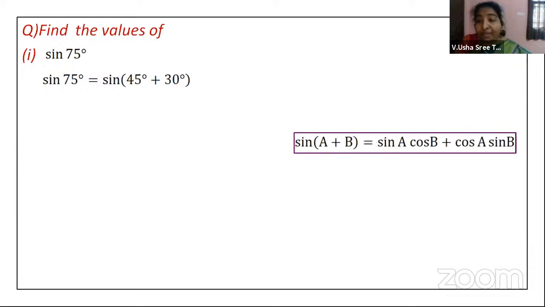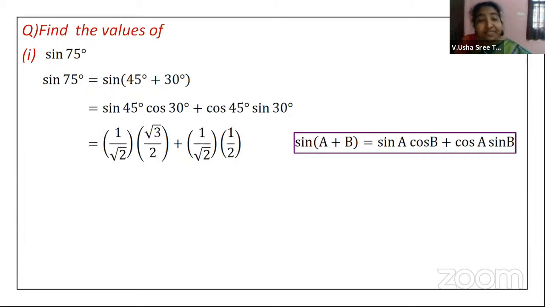Then you can very well apply this formula: sine of a plus b equals sine a cos b plus cos a sine b. When you do so, you will get sine 45 cos 30 plus cos 45 sine 30. You know sine 45, cos 45, cos 30 and sine 30. Just substitute those values. Then, 2 root 2 is your LCM, so you'll have root 3 plus 1 by 2 root 2, which is sine 75.